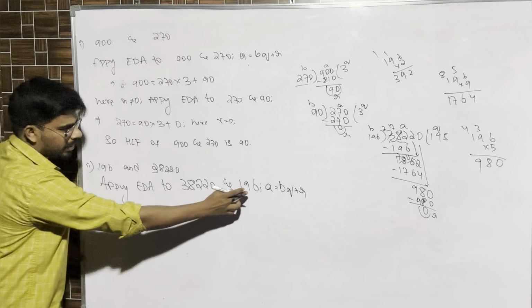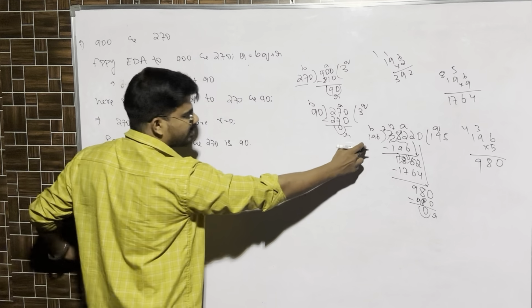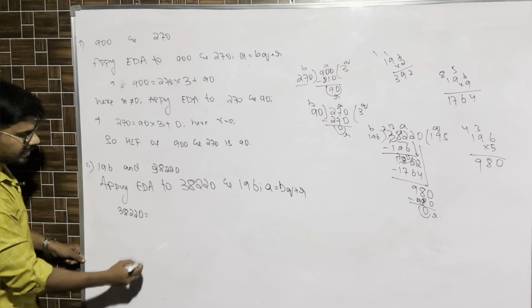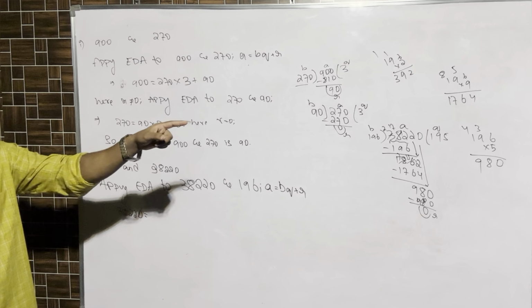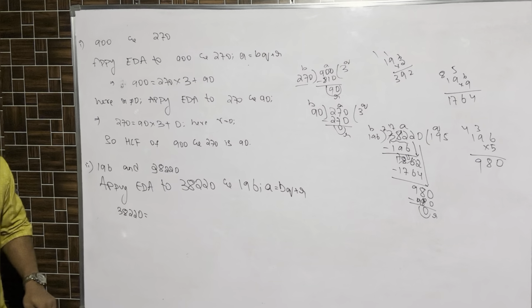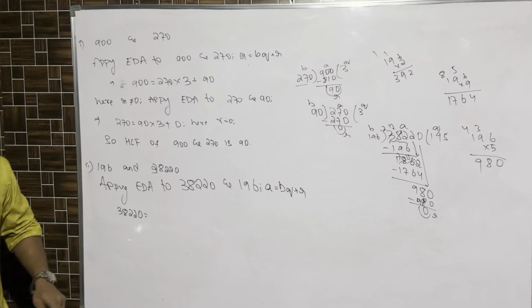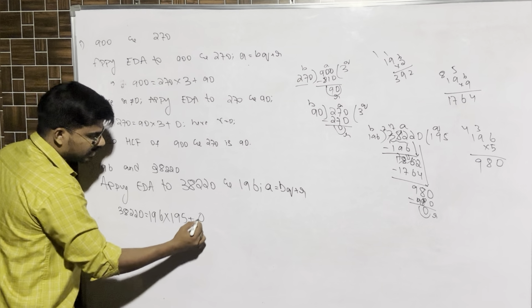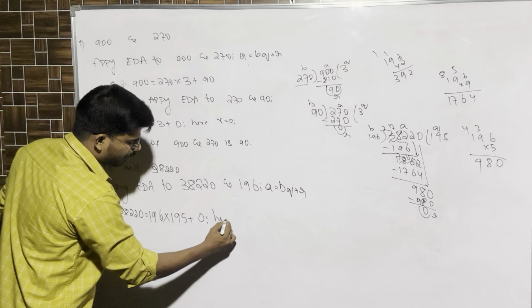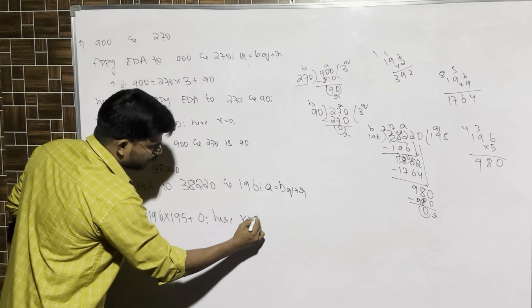38220. A is equal to B into Q. What is B? 196. Don't get confused, 196 and 195 are both very near values. B into Q, do not forget the order. B is 196, 196 into Q. A is equal to B into Q plus R. R is 0. So here R is equal to 0.